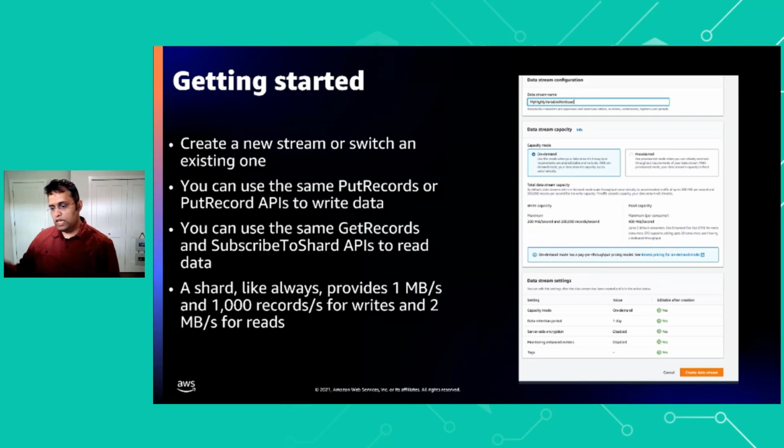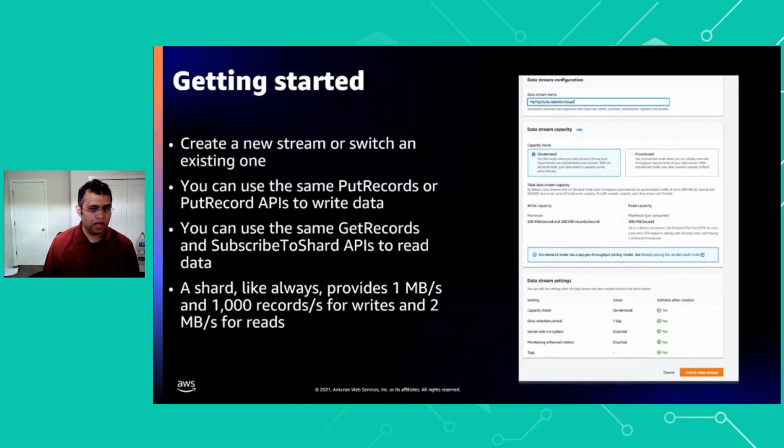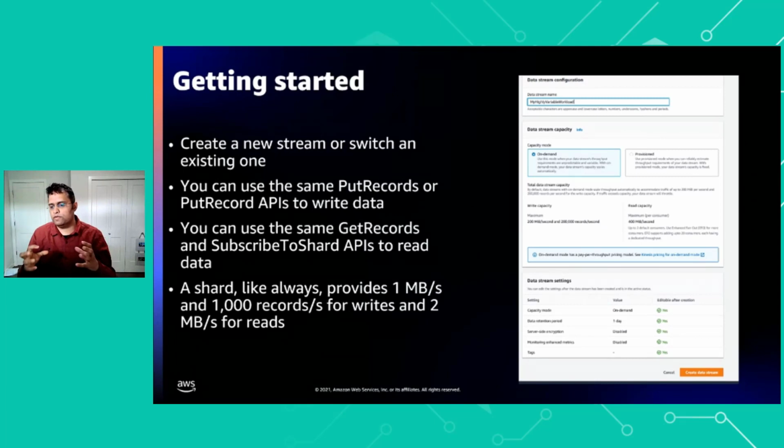You can also use the same get records API and the subscribe to shard APIs to read data from an on-demand stream. And a shard, like always, provides you 1 megabyte per second and 1,000 records per second for writes and 2 megabytes per second for reads. So as you can see, the core principles of KDS do not change between the provisioned and the on-demand capacity mode.